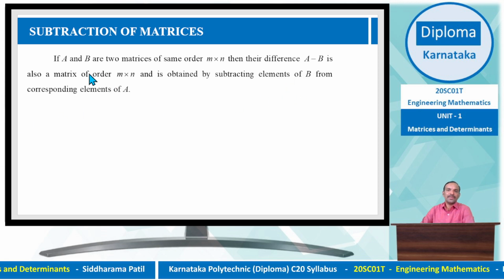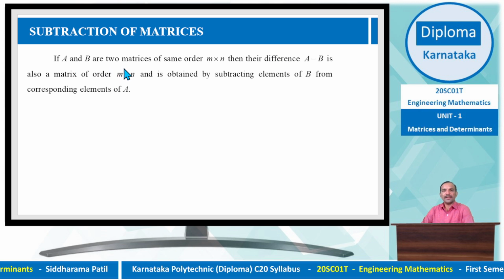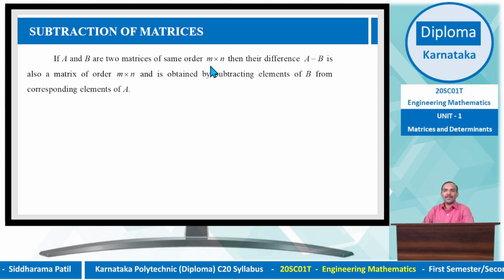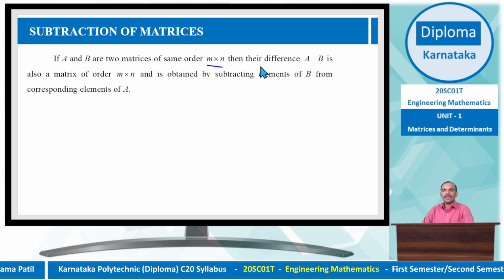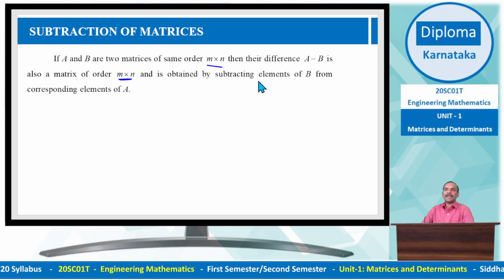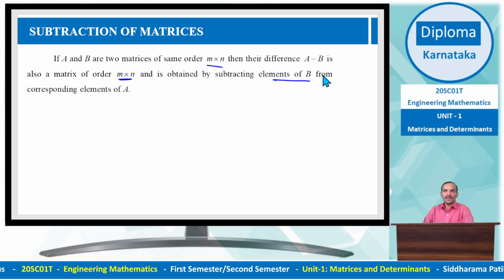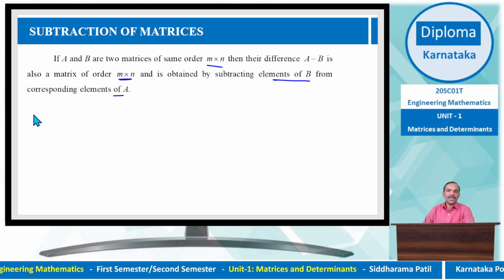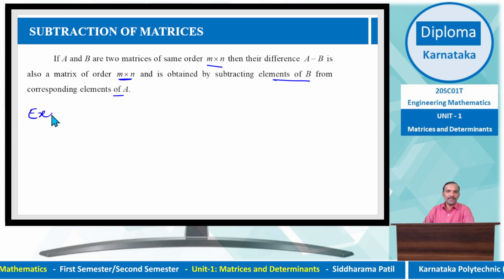That is the definition. If A and B are two matrices of the same order m cross n, then their difference, that is A minus B, is also a matrix of order m cross n and is obtained by subtracting elements of B from corresponding elements of A.